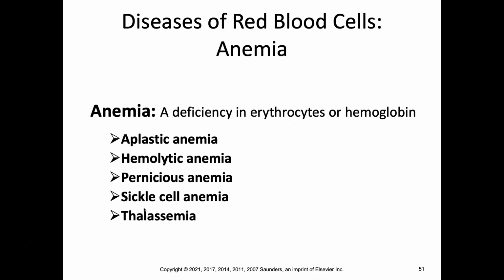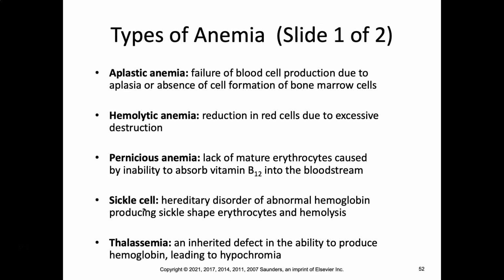All right, let's talk about what can go wrong with blood. One of the most common things that goes wrong with blood is anemia. It's a deficiency in erythrocytes or hemoglobin. And here are some of the most common. These are not the only ones, but these are the most common. Aplastic anemia, hemolytic anemia, pernicious anemia, sickle cell anemia, and thalassemia. Your book goes over those, so I would refer back to that if you have a question about the differences between those, but make sure you're familiar with them. And here they give us the definitions.